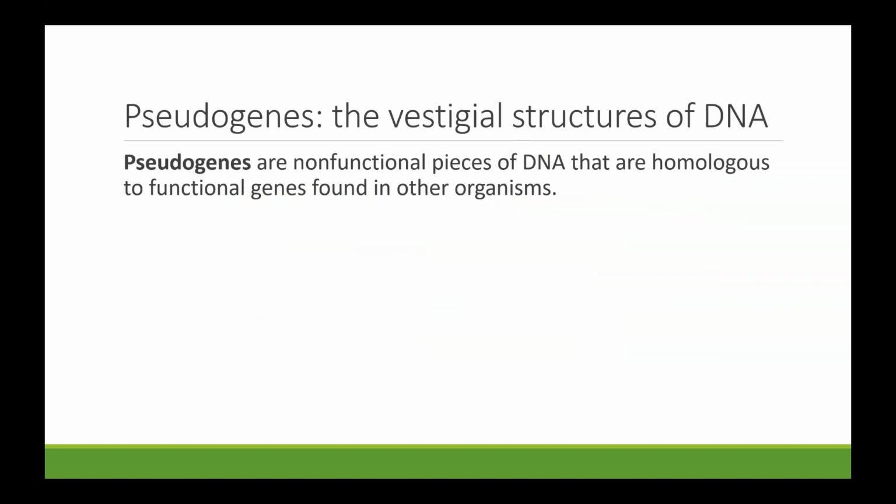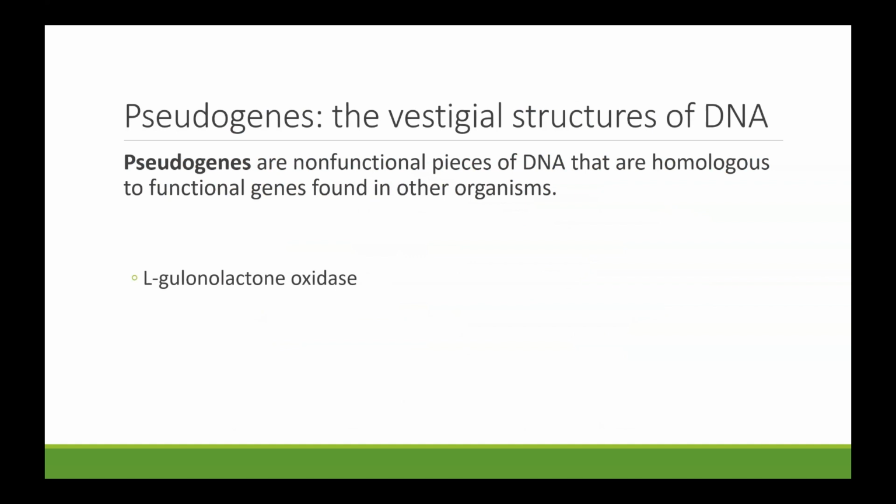One other evolution puzzle piece that molecular biology has revealed is the presence of pseudogenes in organisms' DNA. Pseudogenes are non-functional pieces of DNA that are homologous to functional genes found in other organisms. They're basically the vestigial structures of DNA. They're genes that are broken, but they're still there. An example of this is the gene for L-gulonolactone oxidase.